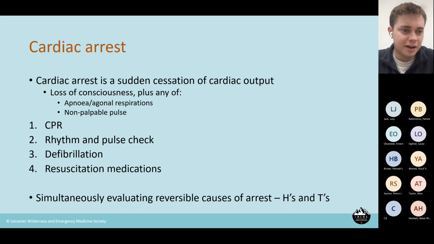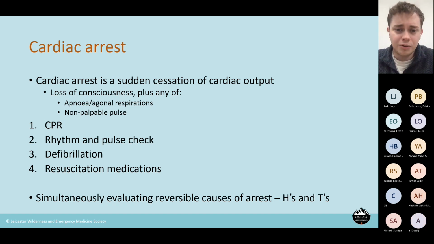In this session, we won't be covering the whole ACLS algorithm in detail of doing CPR, rhythm checks, defibrillation, giving you resus medications like adrenaline and amiodarone. But while you're doing that process, you should simultaneously be evaluating and treating the reversible causes of cardiac arrest, your H's and T's, which is what we're going to go through today to help you get return of circulation in your patients.